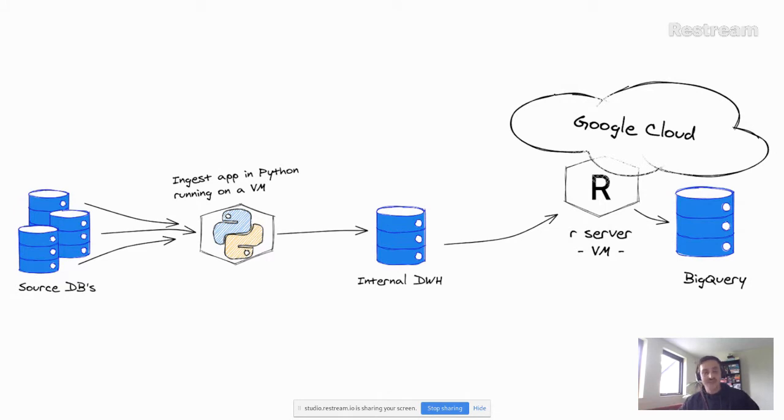And this ingest application was taking data from source databases. It was doing some aggregations on it, some transformations, doing all kinds of stuff with it, and then outputting this into the internal data warehouse. And then from this internal data warehouse, this data was then picked up by an R server, which was running on the Google Cloud environment. And then this R server was also doing all kinds of things with the data, more aggregations, more transformations, more obfuscated stuff. And then it was outputting this data again into another data warehouse that the actual business users and analysts were using, which was BigQuery.